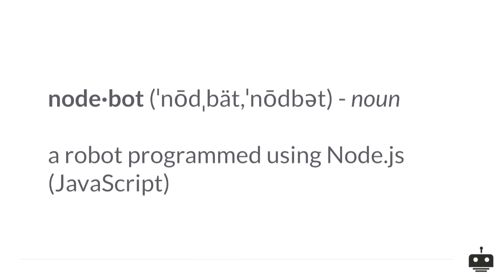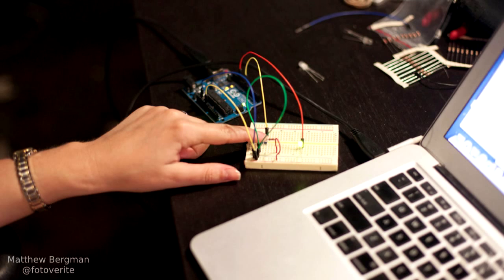So a node bot is basically a robot that's programmed with Node. Yes, JavaScript, right? Because Node it's just JavaScript. It's a platform, but it's JavaScript. And so we see them slowly coming out. And remember, a robot is just a machine programmable by a computer. So this is a node bot, very simply.